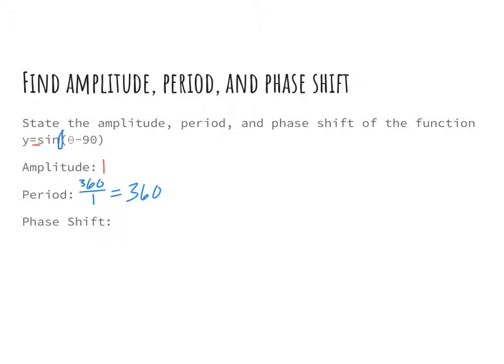And then finally, the phase shift, we're subtracting, which means we're going to go to the right, and we're subtracting 90, so it's going to be to the right 90 degrees. So the amplitude is 1, the period is 360, and the phase shift is we're moving it right 90. So when we do this in a check-in, make sure you do the direction first and then the number when you type in your answer.